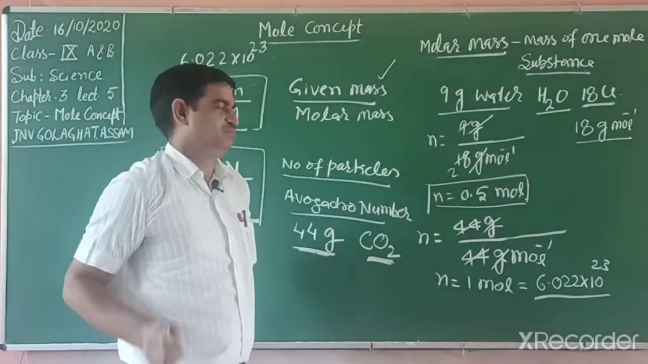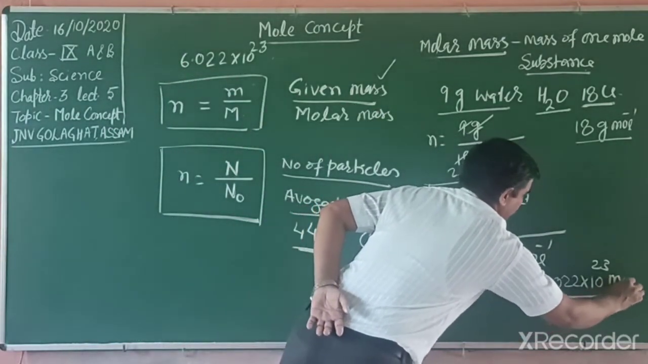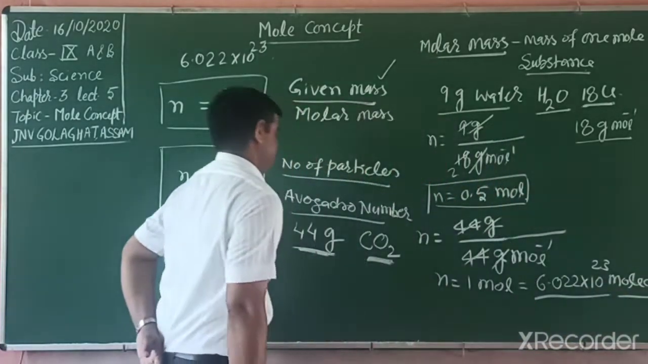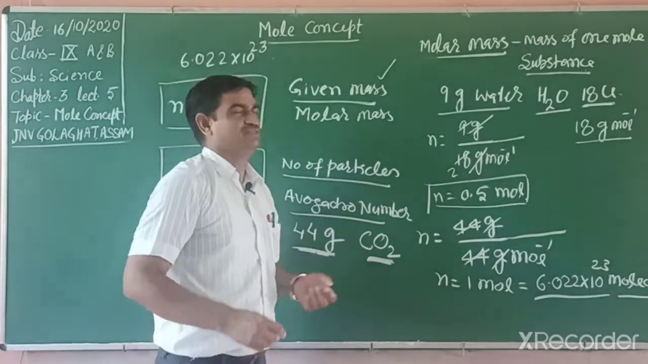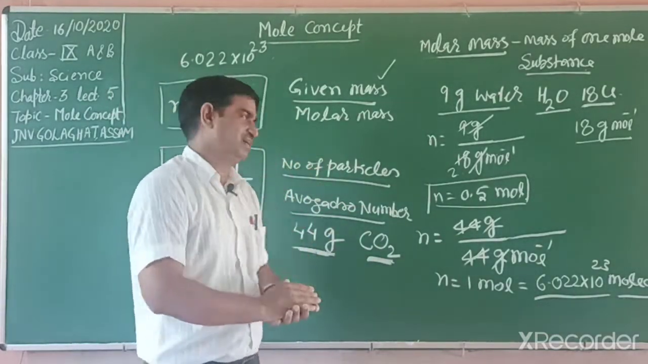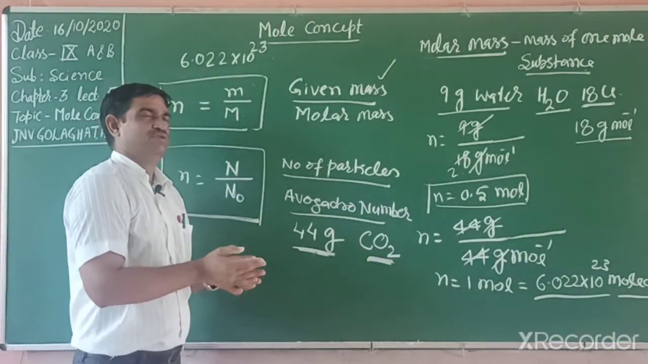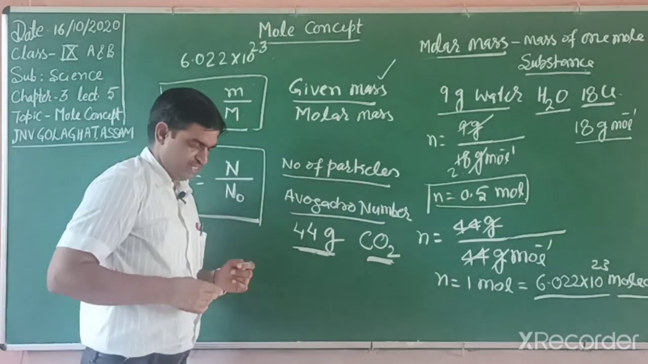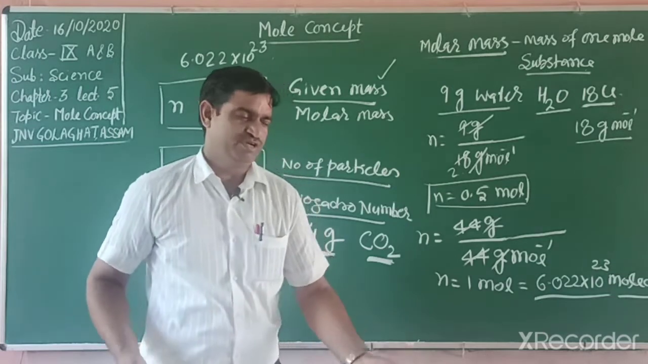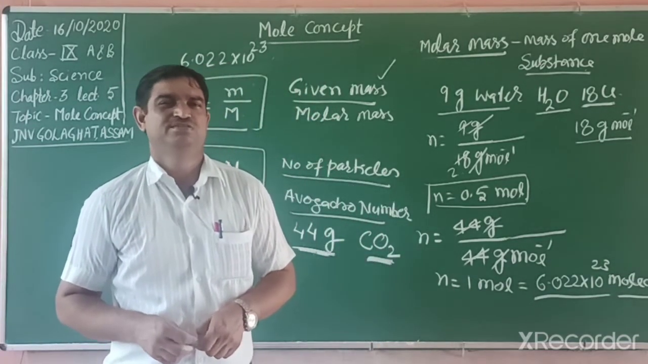6.022 × 10^23 molecules of carbon dioxide. So in this way you can solve one more example. If you are given the number of particles or the mass, you also convert into moles. So at first we have to convert into moles. In this way, in your NCERT book, many problems are given, you can solve those problems.